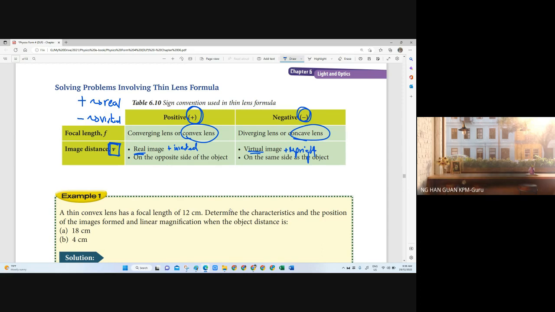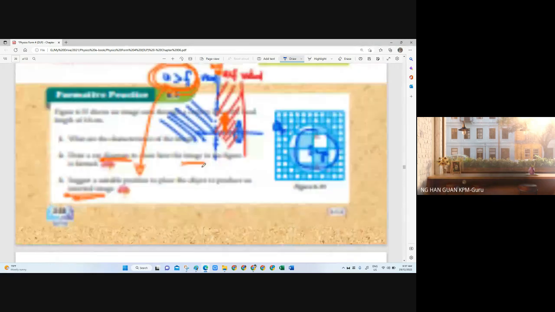And the last one, whether the size is the same size, bigger or diminished, magnified or diminished, we have to look at the v value, the v magnitude, right? Compared to the u, compared to the object distance, right? So now we practice with the example questions in the diagram here.